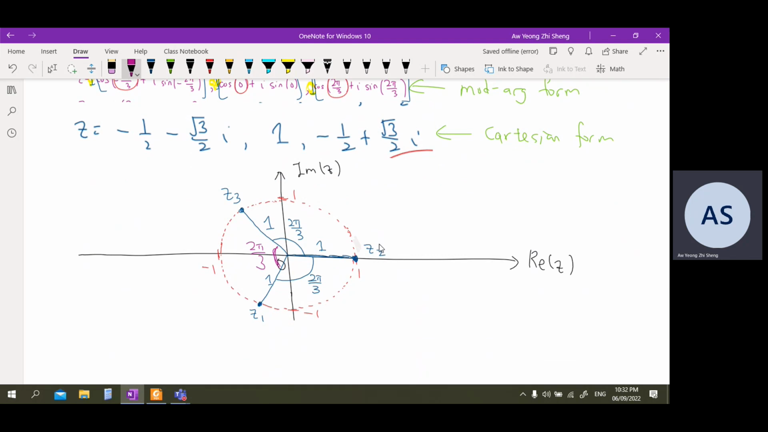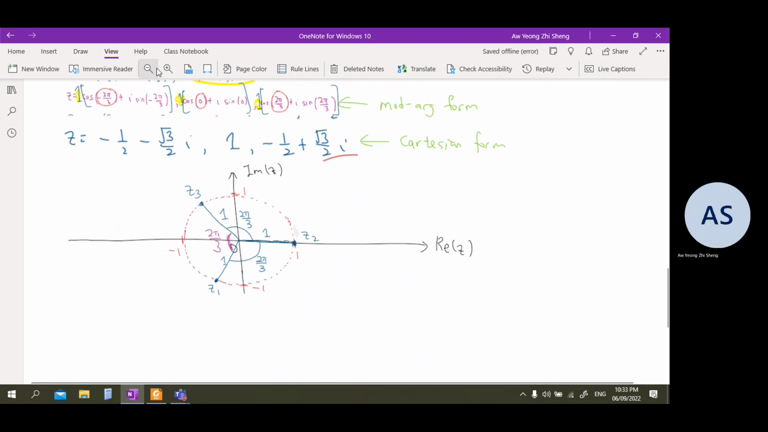In fact, this kind of observation is sure to happen whenever we find roots of unity, whether it's cube roots, fourth roots, or fifth roots of unity. The location of the roots on the Argand diagram will always be along the unit circle, and the arguments of each of the roots will be such that when you draw a diagram like this, the unit circle will be divided into sectors of equal sizes.